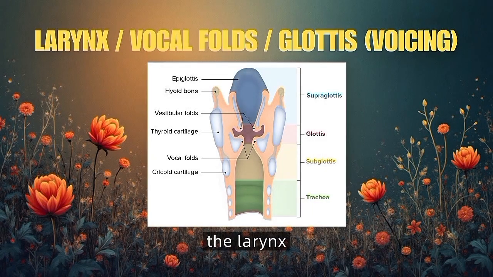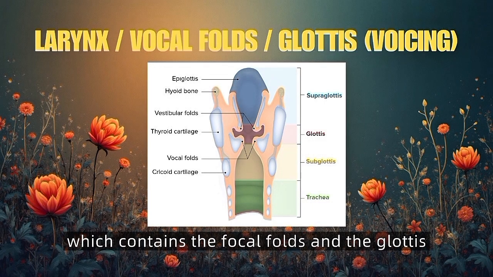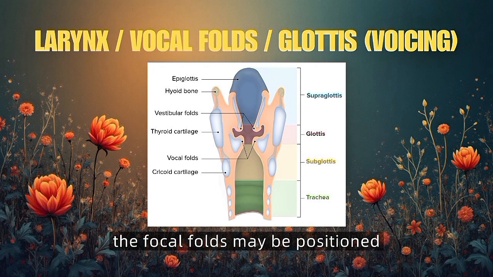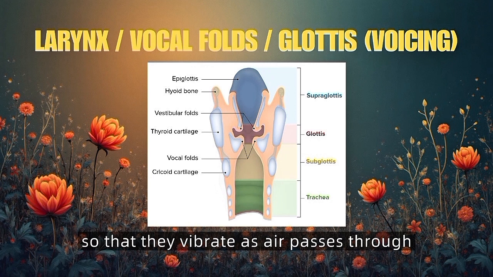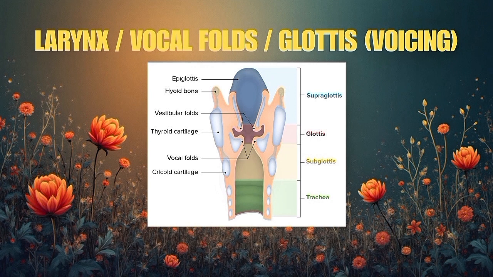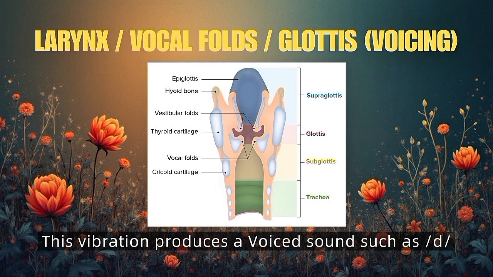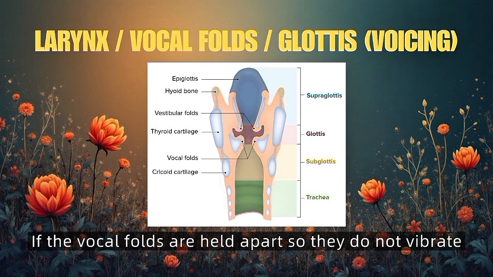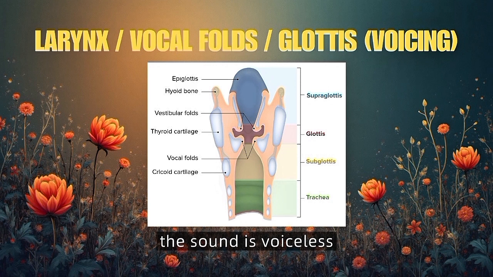Next up, the larynx, which contains the vocal folds and the glottis. When air from the lungs arrives at the larynx, the vocal folds may be positioned so that they vibrate as air passes through. This vibration produces a voiced sound such as D. If the vocal folds are held apart so they do not vibrate, the sound is voiceless, such as F.